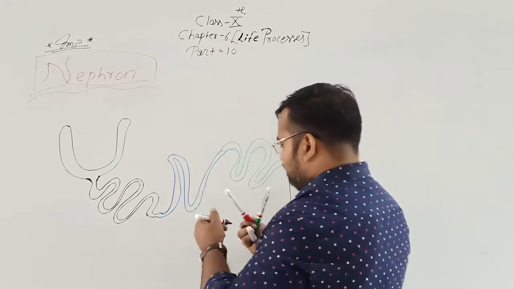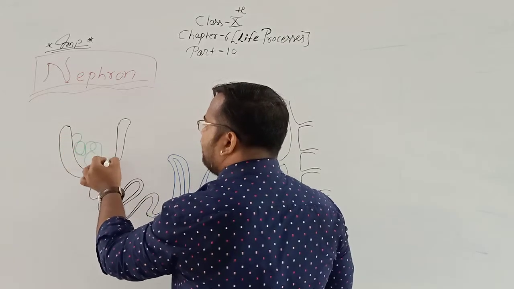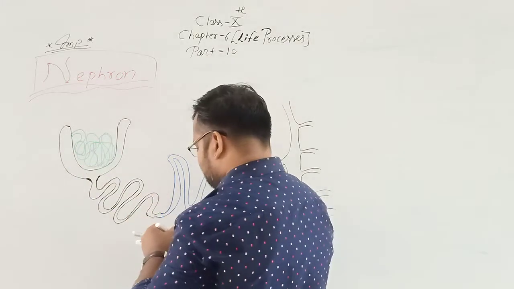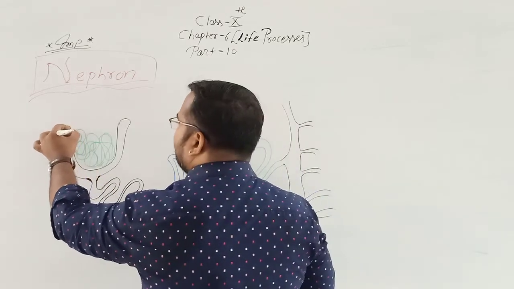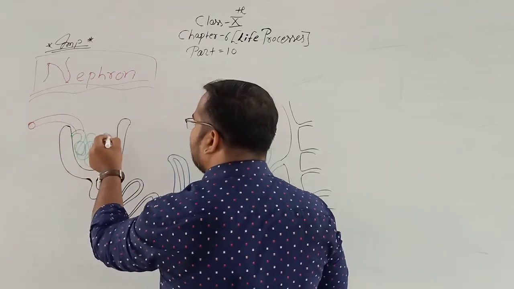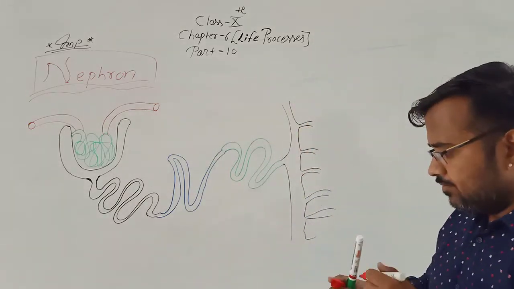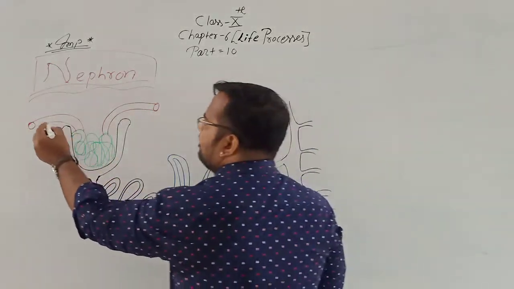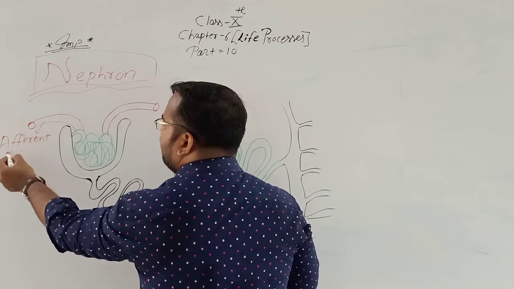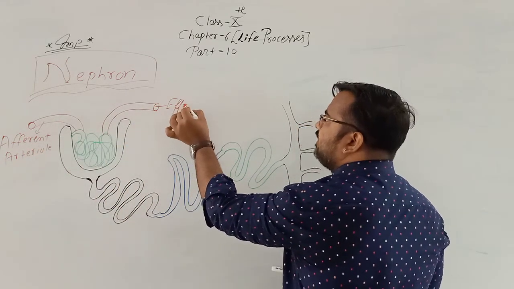Now there is a network of blood capillaries present, and these blood capillaries are joined by the two vessels. Okay, now I will label this diagram. First, this is the efferent arteriole.